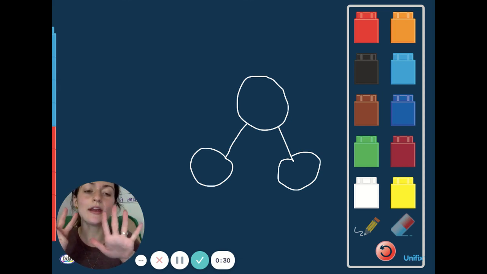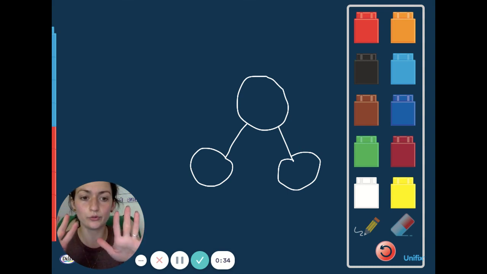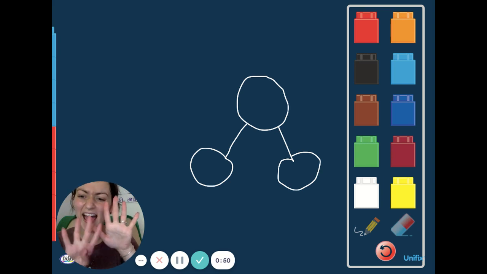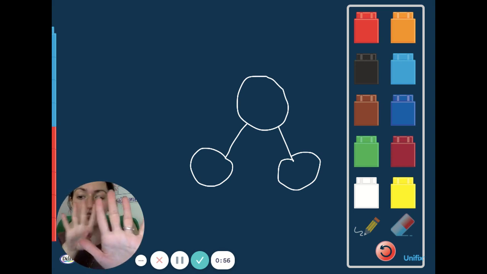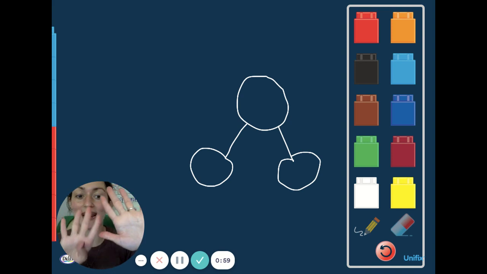Okay, so what if 5 of her blocks were red and the rest were blue? Show me just her red blocks with your fingers. Yeah, she had 5 red blocks. So then how many were blue? Can you figure that out? Yeah, 4 were blue because I need 4 more fingers to get to 9. 5 and 4 together make 9.